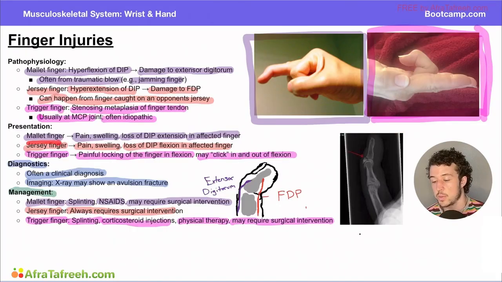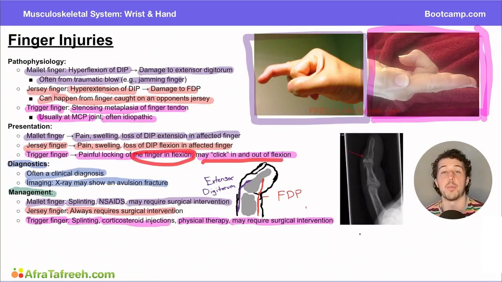In mallet finger, because we have damage to that extensor digitorum, we're going to have a loss of extension at the distal interphalangeal joint. In jersey finger, because we have damage to the flexor digitorum profundus, we will have loss of DIP flexion in the affected finger. And in trigger finger, because of that stenosing metaplasia, that tendon sheath is not going to slide very well, and it's going to get caught, and often it gets caught in flexion, and the patient may have to click or snap or pop their finger painfully in and out of that flexion.